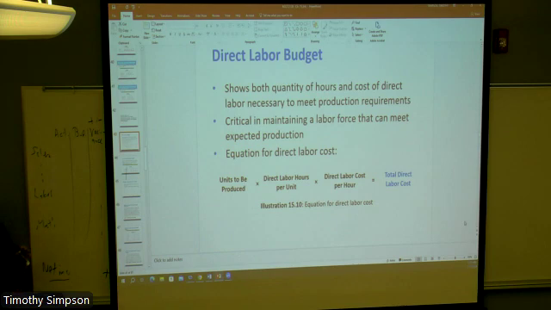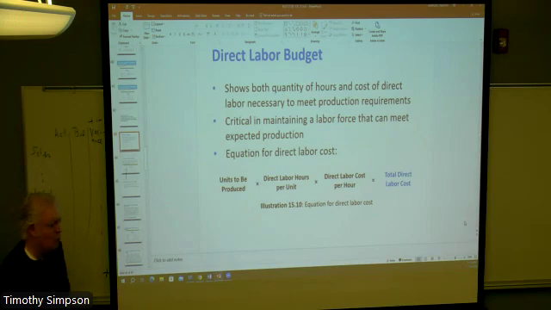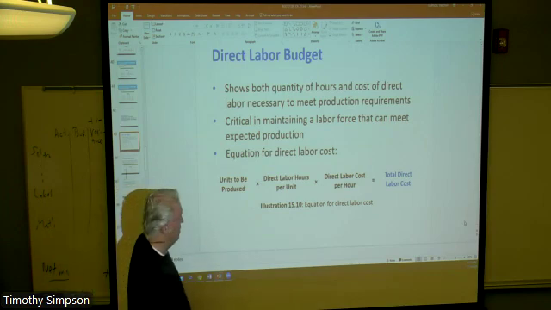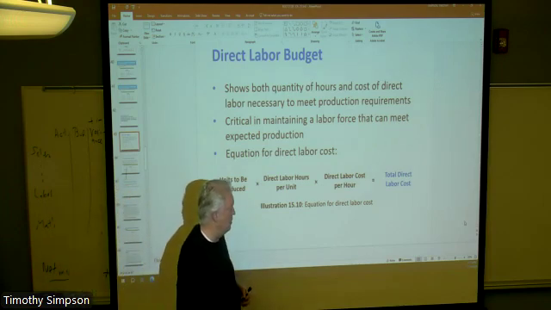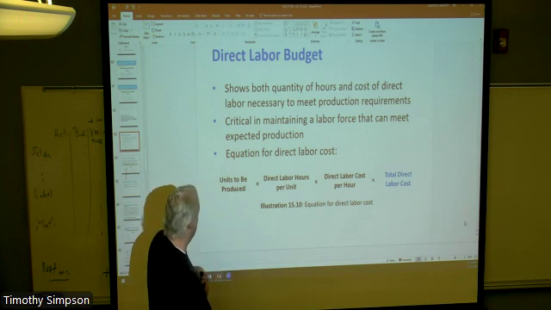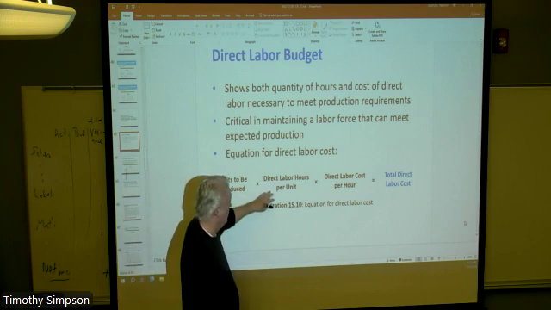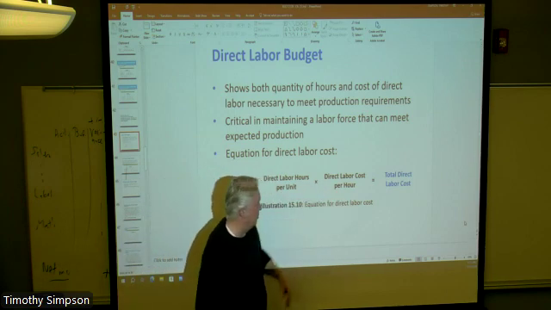And by the way, it's not just a one-shot thing where we're stuck with the budget that we do in October, November, the fall, for the next year. These numbers can all be adjusted. We can say, hey, we were a little bit wrong on labor, we're going to have to do something different. Or we were a little bit wrong on direct materials. The idea of flexible budgeting, I think, is very appealing, and I think personally is a more realistic way of dealing with it. So again, we talk about units to be produced times the direct labor hours per unit, and the cost per hour is direct labor cost.